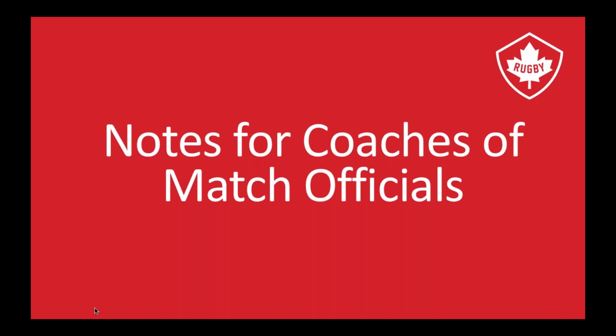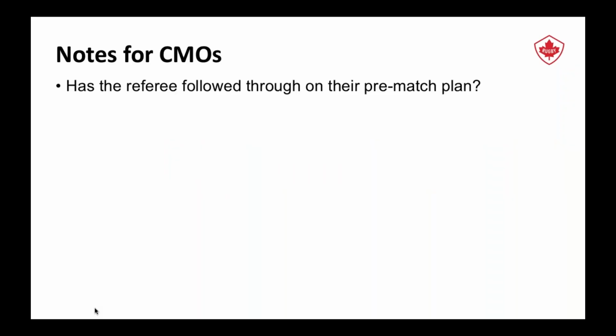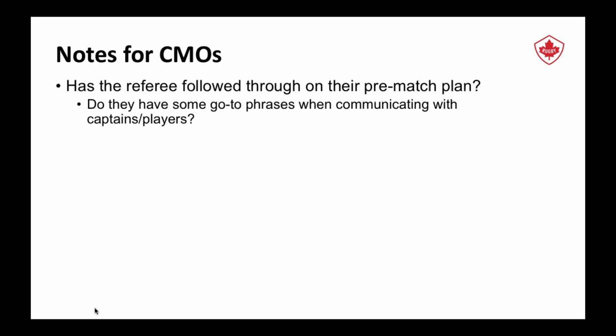All right, we're running out of time real quickly, as we do with these. So just a few quick notes for our CMOs. So the biggest thing, obviously, that we can refer back to as a coach and match official is the pre-match planning by the referee. So have they looked to address any issues around communication or game management? One of the things that we can look at as a CMO is, do they have a go-to phrase when communicating with captains and players? It can help. So what I would say is a couple of things.